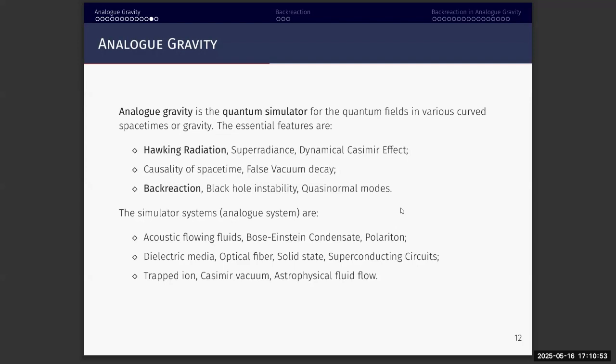And there are also many different systems, because we can use just normal fluid, and Bose-Einstein condensate. Nowadays, people are interested in polariton fluids, and some dielectric media, optical fiber, some solid state. It is not that much, but there are also some people doing superconducting circuit. And using trapped ions, one can expand the trapped ions to make an expanding universe. And also some Casimir vacuum, or some people do, I heard some guy using real astronomical fluid flow. They also do analog gravity in this real astronomical setting.